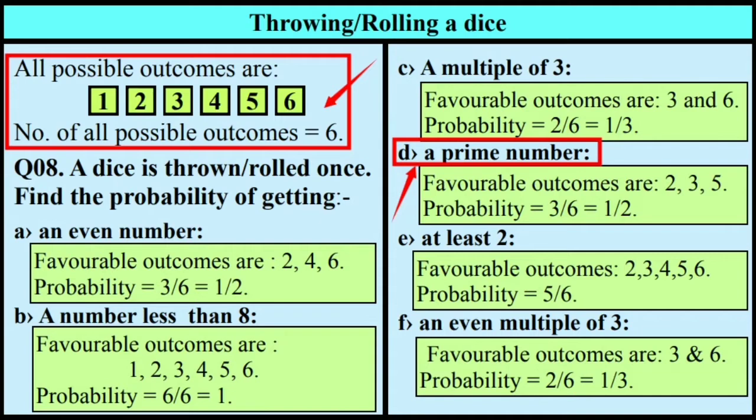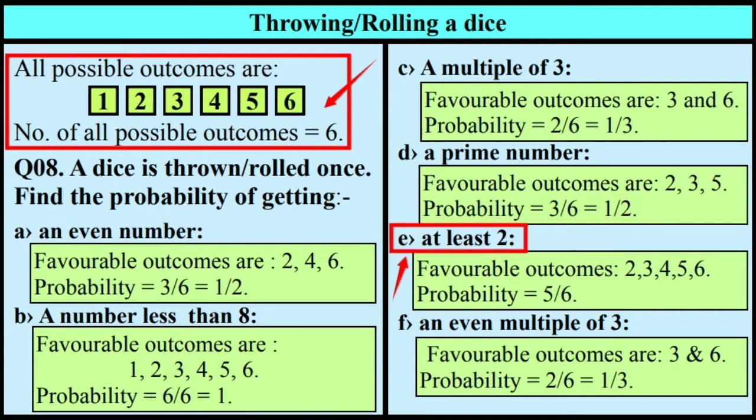Number D. Find the probability of getting a prime number. Prime numbers in the given range are 2, 3 and 5. Hence, the number of favorable outcomes is 3. Therefore, probability is 3 by 6, and in simplified form, the answer is 1 by 2.